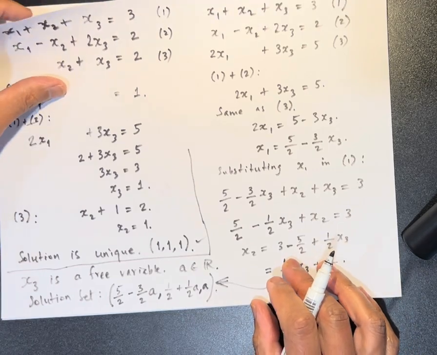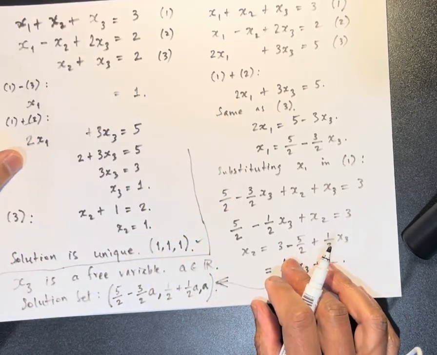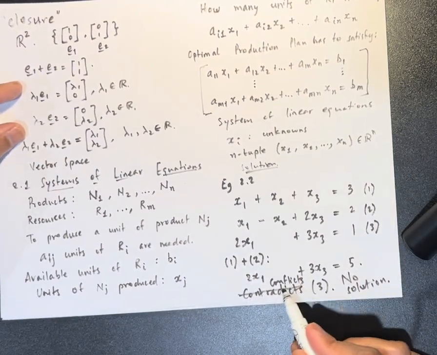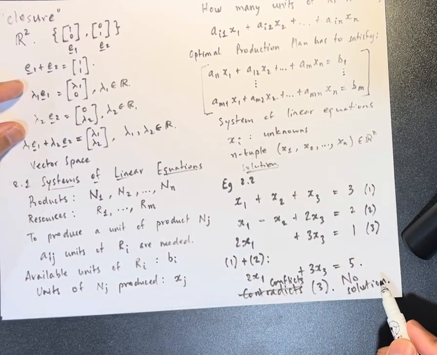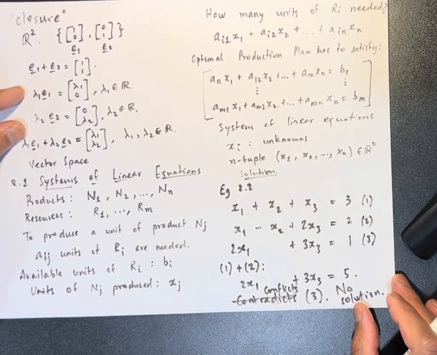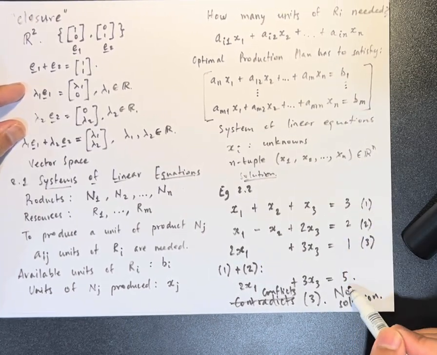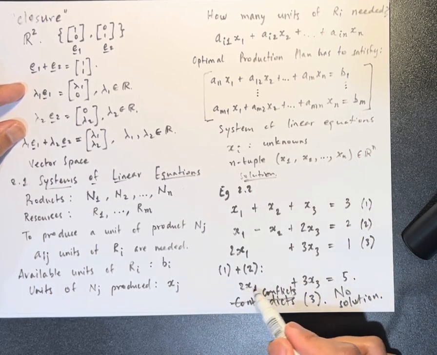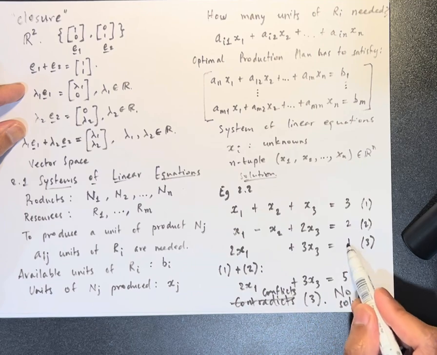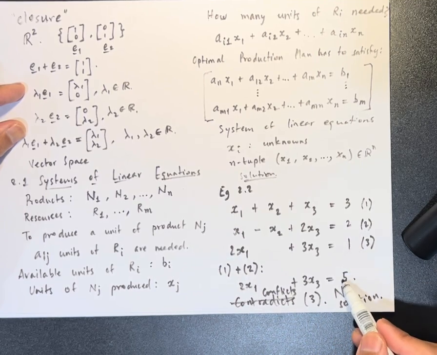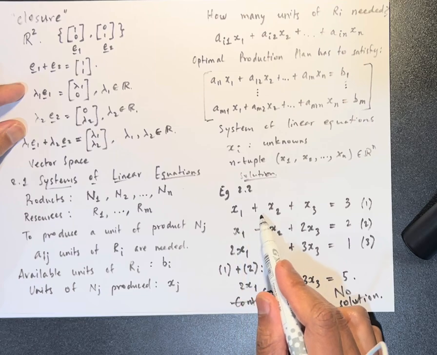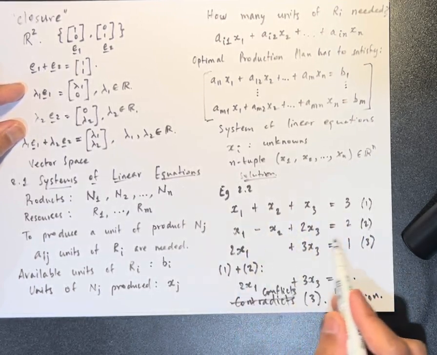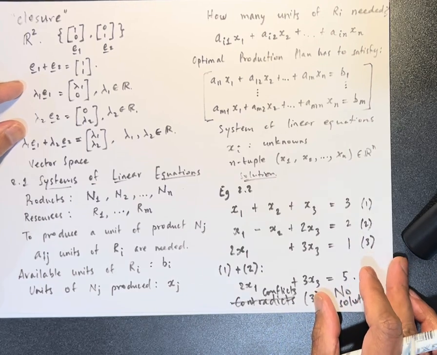So let me again reiterate what we learned. Let me go back to the first one that we did. In this case, no solution, because when we added up equations 1 and 2, the constant term became 5, right? The left hand side 2x1 plus 3x3 is the same here, and then there is a conflict between these two. So there is no x1, x2, x3 that can fit all these three equations. So that's the no solution case.